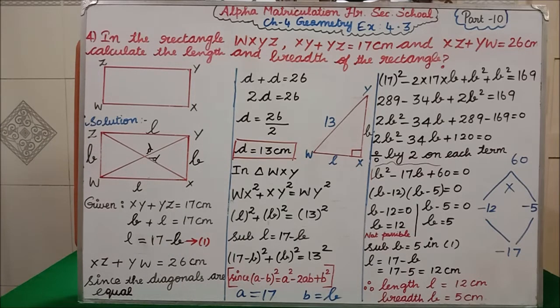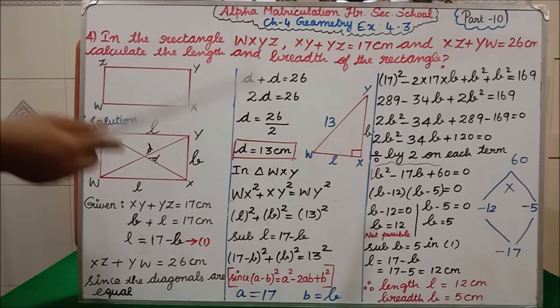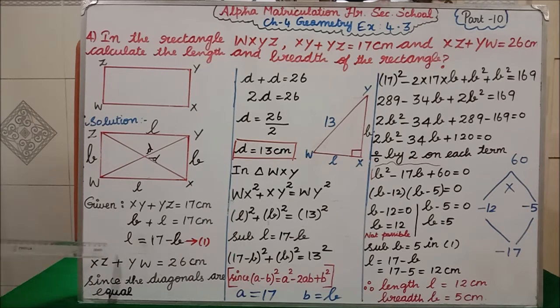Clear what they have given in the question? XY plus YZ equal to 17 centimeter. XY value is B plus YZ value is L, equal to 17 centimeter. Next step, I am keeping this length as such on this side itself, and taking this breadth to that side. What will happen? This breadth is positive, and if it goes after the equal to, it will become negative. So L is equal to 17 minus B. Mark that as equation 1.